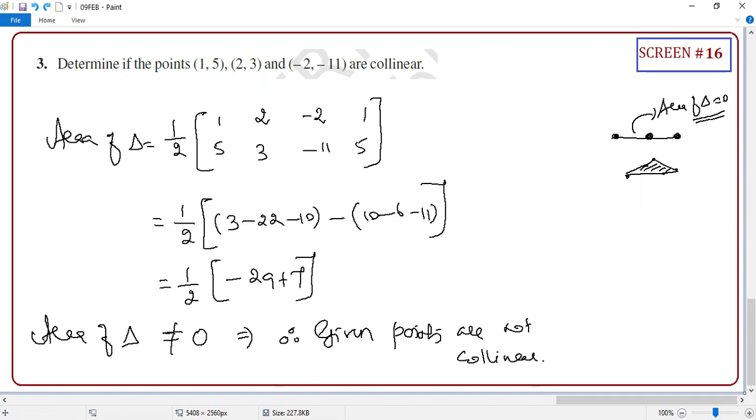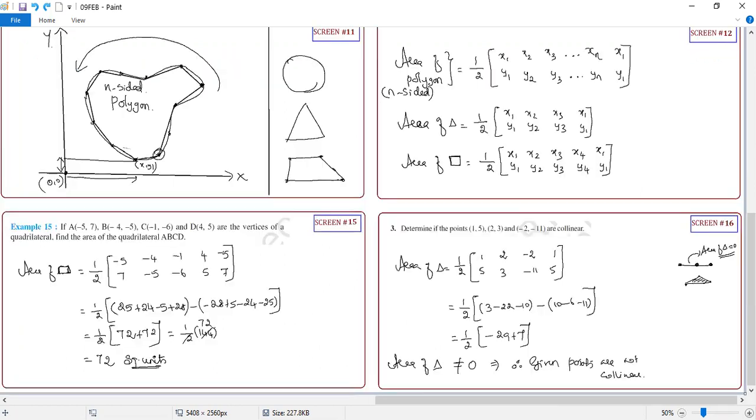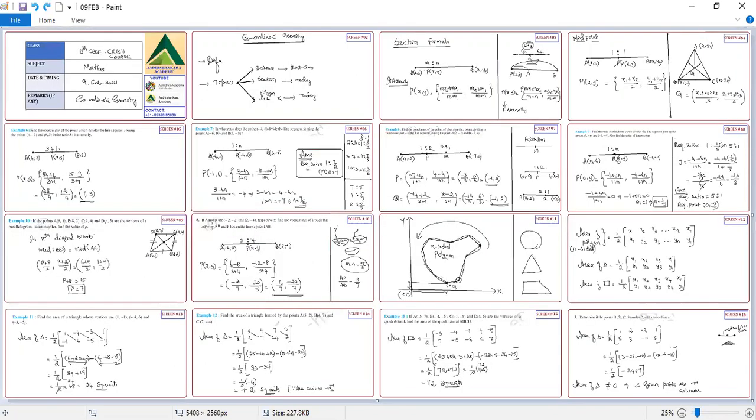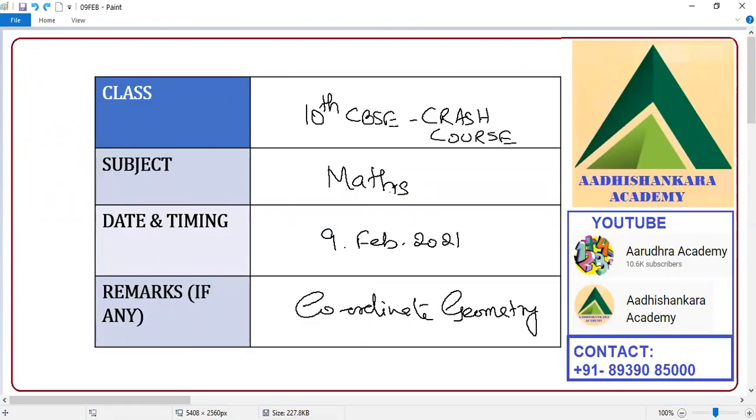So today 16 screens are over. Any doubt you have? No doubt means thank you so much. So the chapter is over, including the deleted portion we have taken. Clear or not? Today I'm going to share around 30 to 40 questions from this chapter. Make sure that you complete them. Then you can say confidently that yes, coordinate geometry done.